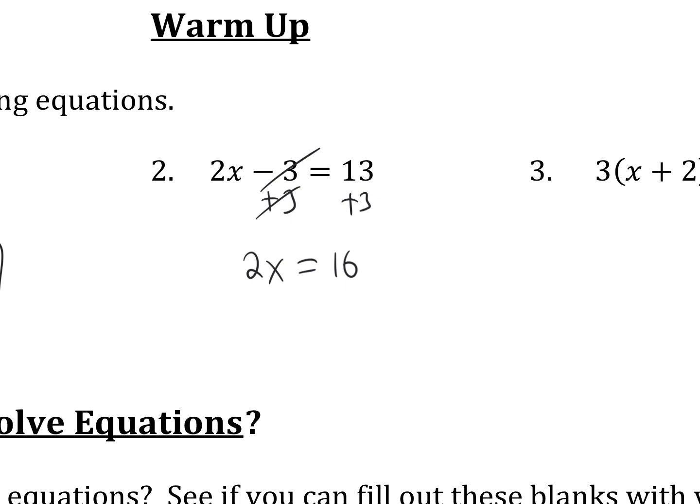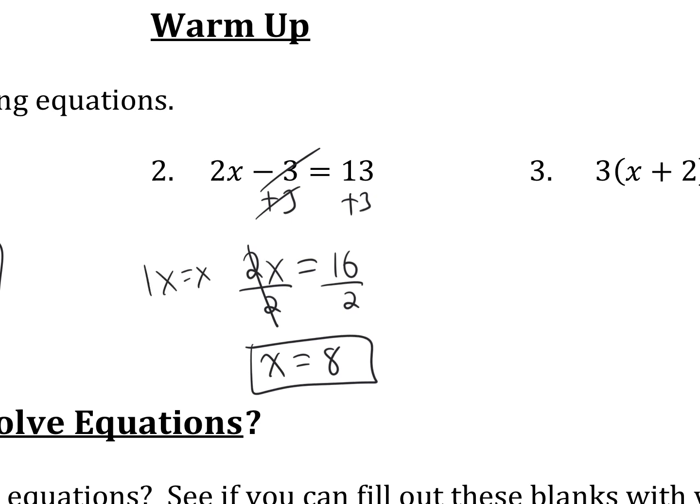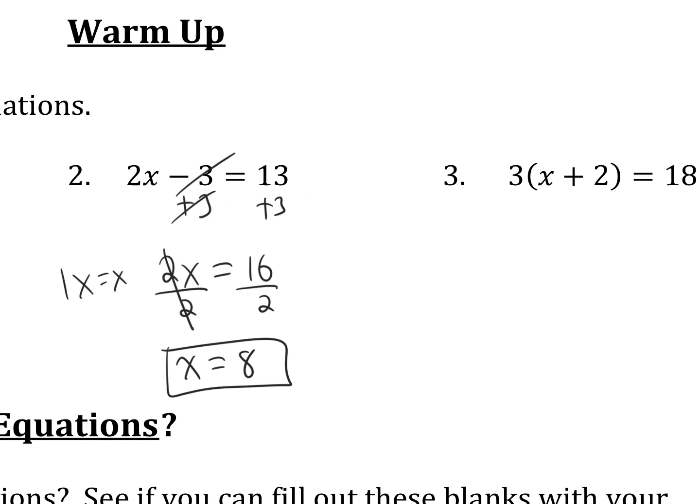Now, what's happening to the x when it's smushed together with a 2? It's actually being multiplied by 2. So the way that we undo multiplying by 2 is we're going to divide by 2 on both sides. So we get x equals 16 divided by 2, which is 8. Because 2 divided by 2 equals 1, you get 1x, which just equals x, right? That's why that works.